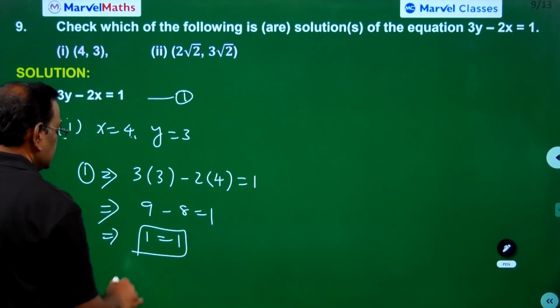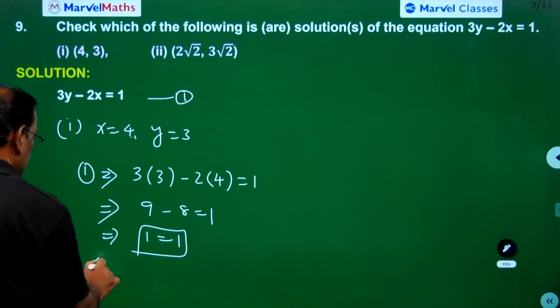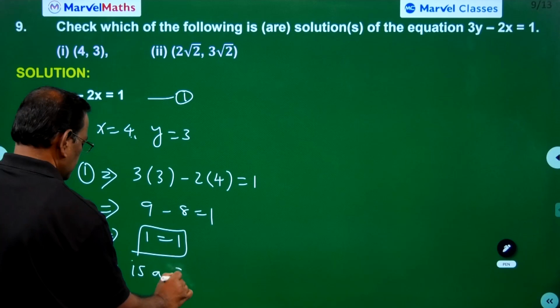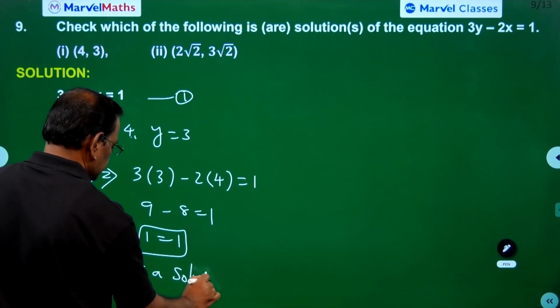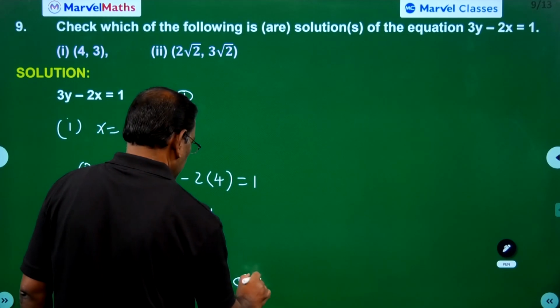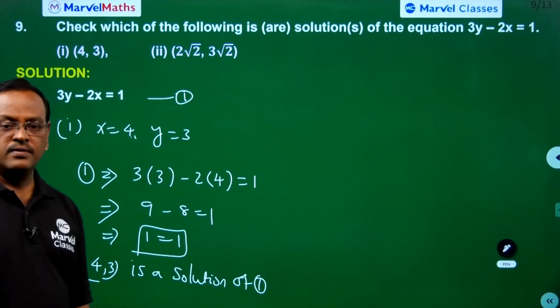Yes, it satisfies this. Therefore, (4, 3) is a solution of linear equation 1.